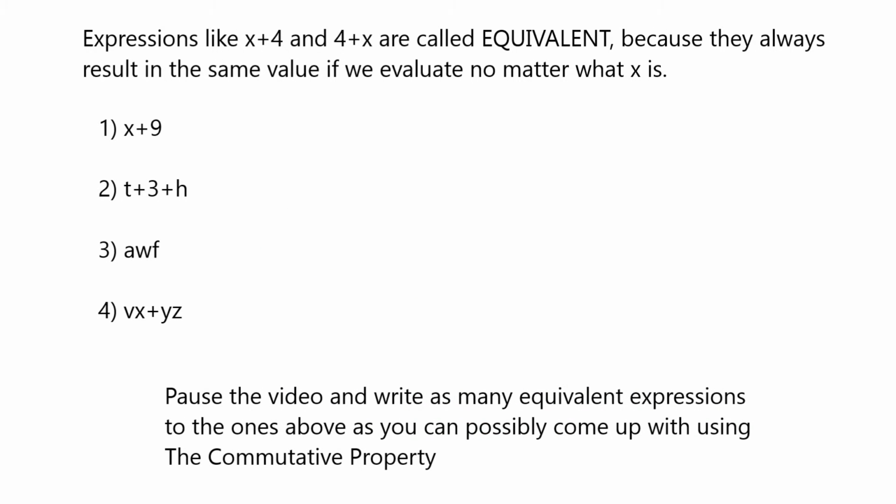Expressions like x plus 4 and 4 plus x are called equivalent. This is because no matter what value x is, those two expressions, because of the commutative property, will always be equal, hence the name equivalent. Pause the video now and try to write as many equivalent expressions to the ones above as you possibly can using the commutative property.